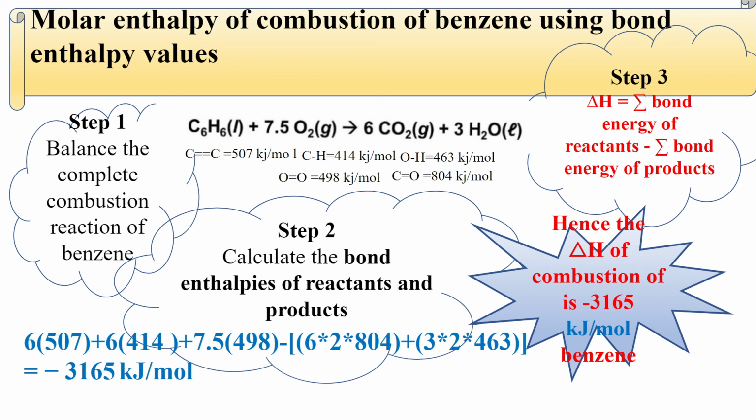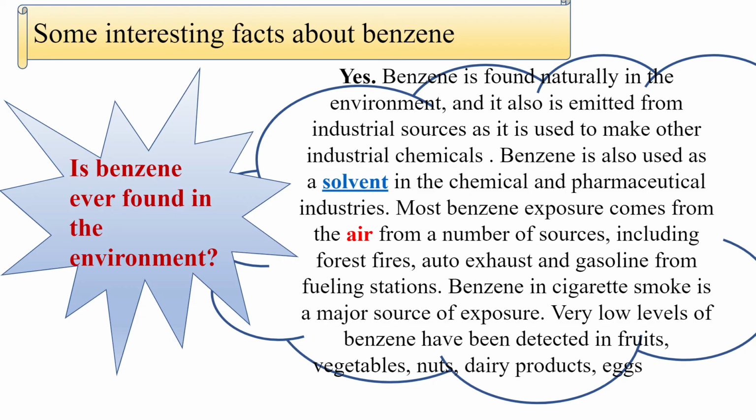3,165 kilojoules per mole. Benzene is found naturally in the environment, and it's also emitted from industrial sources as it's used to make other industrial chemicals. Benzene is also used as a solvent in the chemical and pharmaceutical industries. Most benzene exposure comes from the air from a number of sources, including forest fires, auto exhaust, and gasoline from fueling stations. Benzene in cigarette smoke is a major source of exposure. Very low levels of benzene have been detected in fruits, vegetables, nuts, dairy products and eggs.